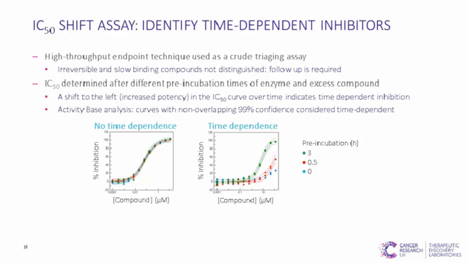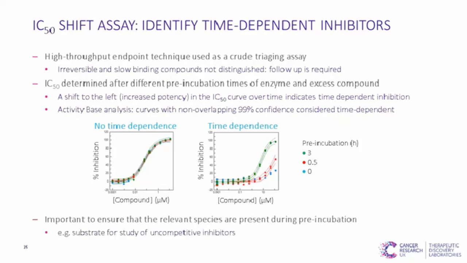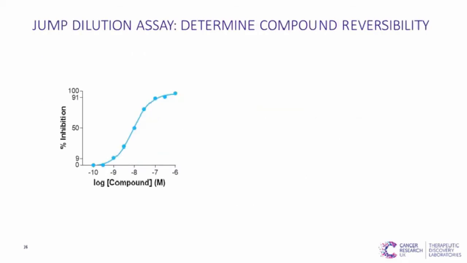We perform the analysis in ActivityBase and calculate the 99% confidence intervals, and if these intervals are non-overlapping, then we consider the time dependence to be significant. It's important to ensure that the relevant species are present during the pre-incubation. For example, if we're looking at uncompetitive inhibitors which prefer to bind to the enzyme-substrate complex, then the substrate has to be included in that pre-incubation, and perhaps there's a second substrate that can be used to initiate the reaction.